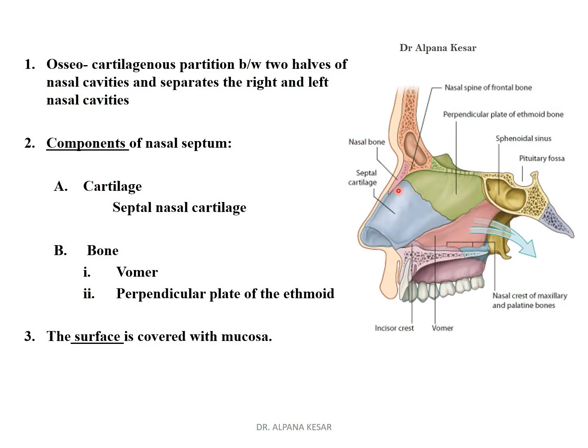There are two bones that form the nasal septum. First is vomer, which forms the posterior and the inferior part of the nasal septum. The upper part of the nasal septum is formed by perpendicular plate of ethmoid. The surface of the septum is covered by mucosa.